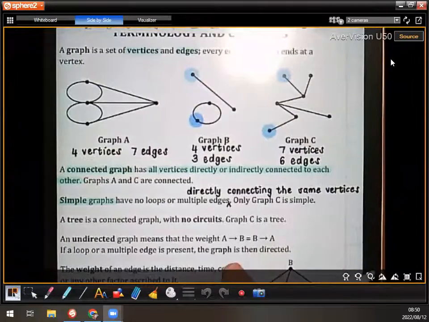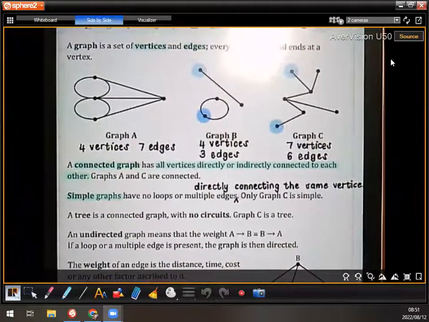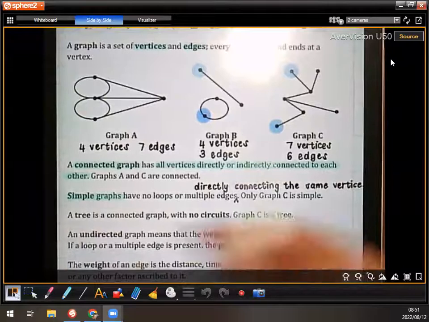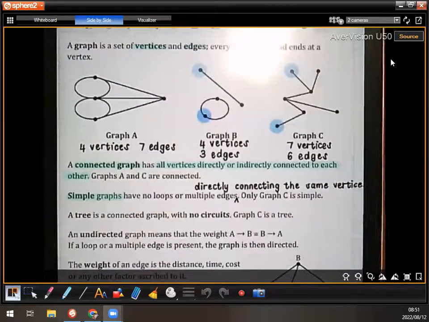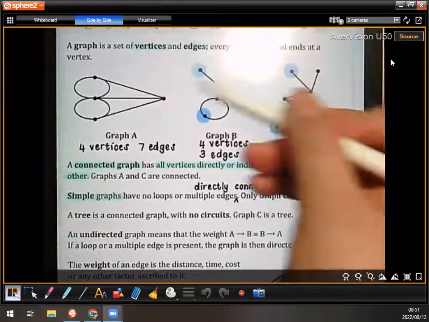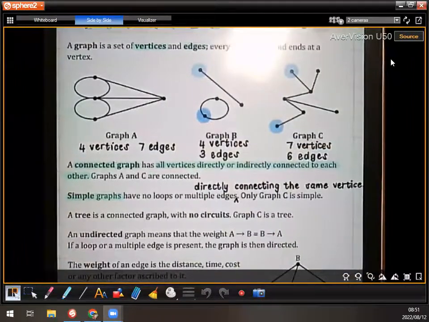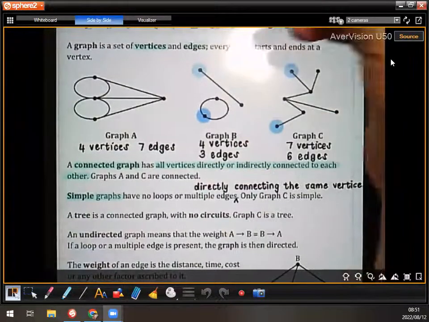What's the other one? If there is no line, if they were separate, would they be connected? No, connected means they have to all be connected. If they weren't, if there was like. Oh, if this was one graph and that was one. Yes, then they would be connected.